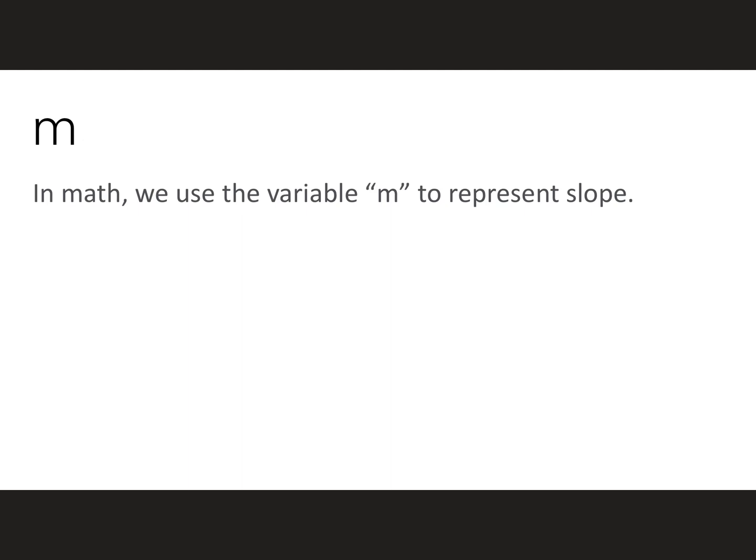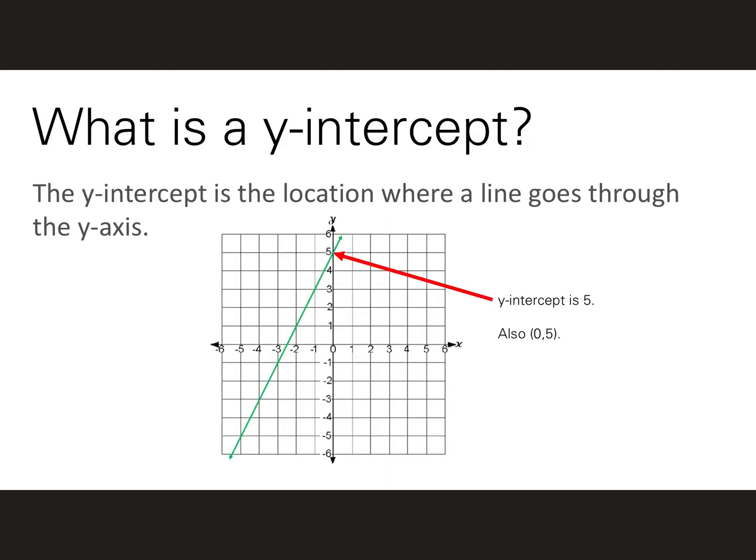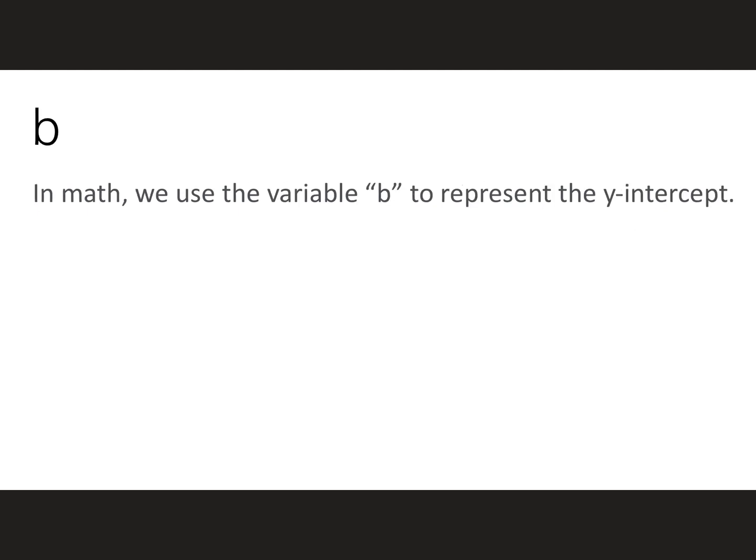In math, we use the variable m to represent slope. We use that in the equation that I'm going to show you real soon. Well, if we're looking for a y-intercept, what's a y-intercept? The y-intercept is a location where a line goes through the y-axis. So in this case, you see the green line goes through 5 on the y-axis. And so we would say that is (0, 5). In math, we use the variable b to represent the y-intercept.